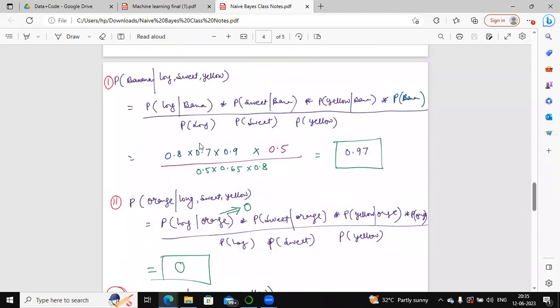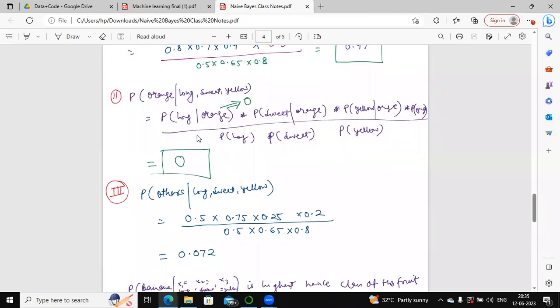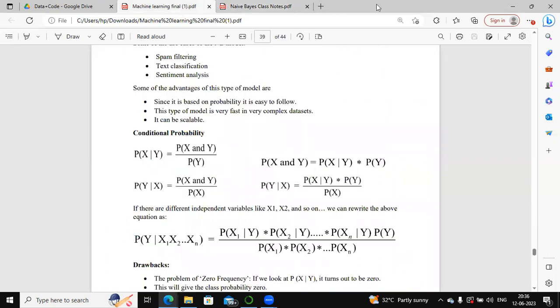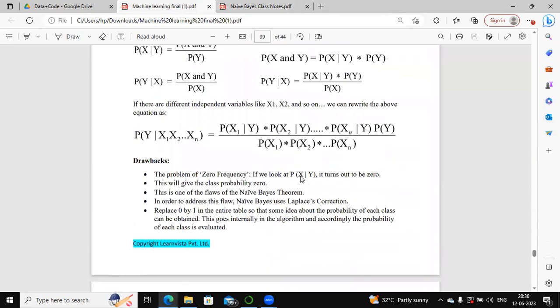Similarly, what we can do is that this will get equated to 0. So we can take care of this by making this value 1, so that we will get some value over here. Let's see how we can do it.